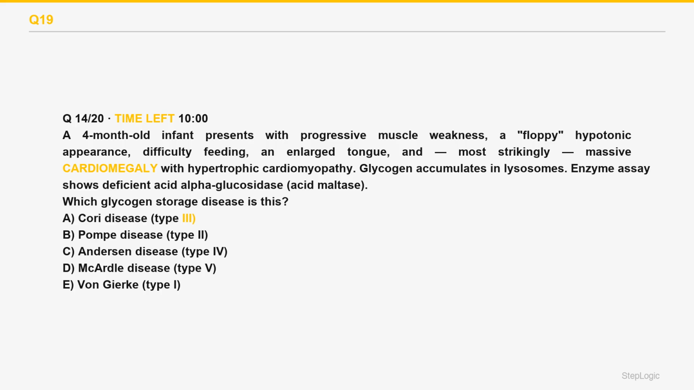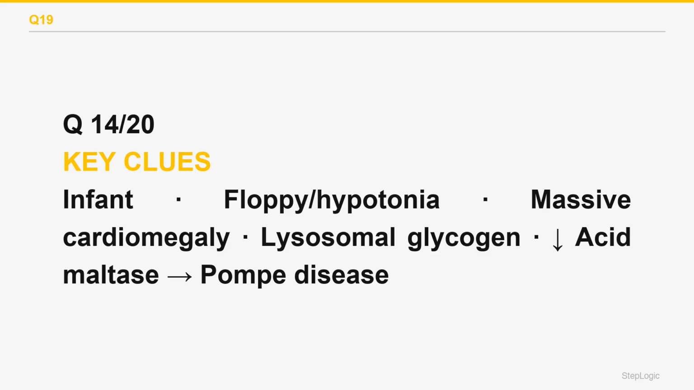Which glycogen storage disease is this? A 4-month-old infant presents with progressive muscle weakness, a floppy hypotonic appearance, difficulty feeding, an enlarged tongue, and, most strikingly, massive cardiomegaly with hypertrophic cardiomyopathy. Glycogen accumulates in lysosomes. Enzyme assay shows deficient acid alpha-glucosidase, acid maltase. Read the command, which glycogen storage disease? Infant, floppy, cardiomegaly, lysosomal glycogen, acid maltase deficiency: Pompe disease, type 2.